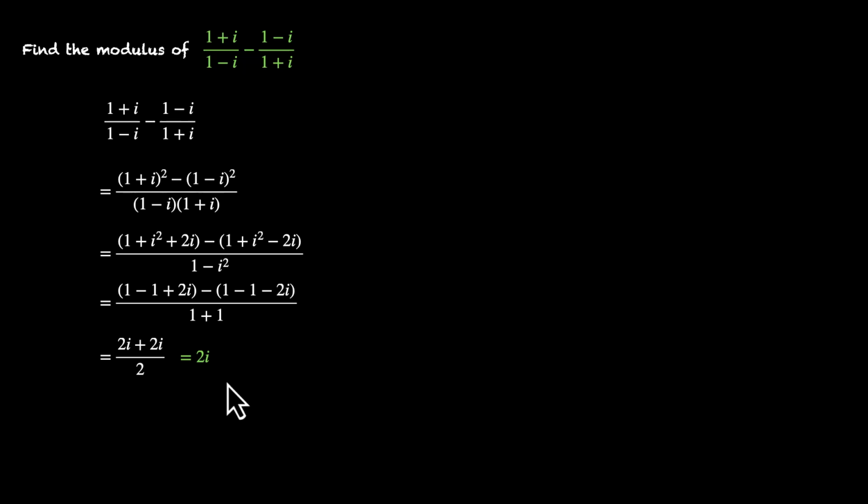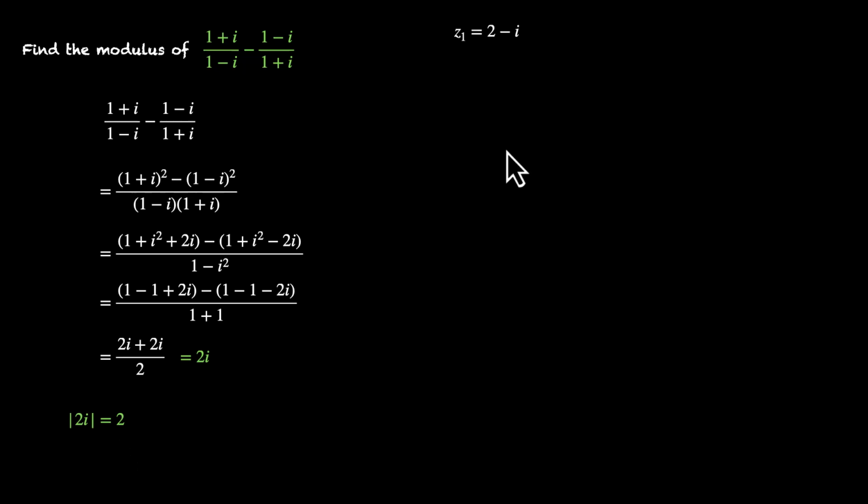Now we need to find the mod of 2i. Its real part is 0, so that's 0 squared plus the imaginary part 2 squared. So 0 squared plus 2 squared, that's 4. Root of 4 is 2. And we can also see that this complex number is 2 units away from the origin.